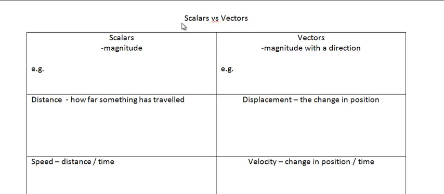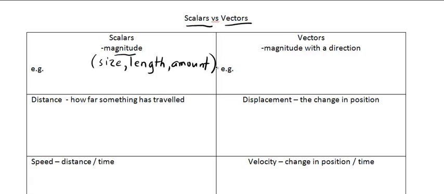In this video, I'm going to discuss scalars and vectors. We'll talk about the differences and give some examples. So we've got scalars and vectors. The big difference is scalars are just magnitude. And magnitude, that means size of something. Well, size of something, or length of something, or amount.